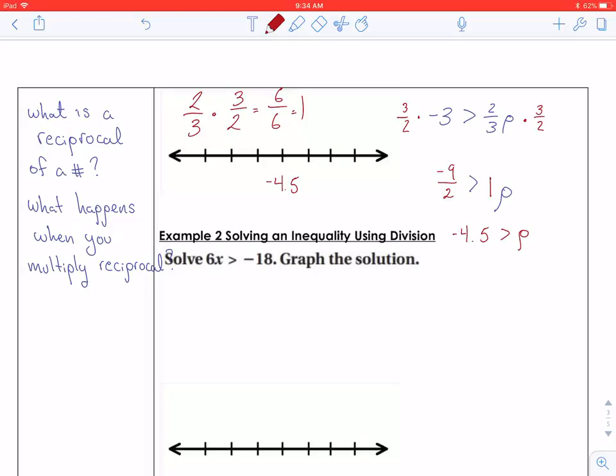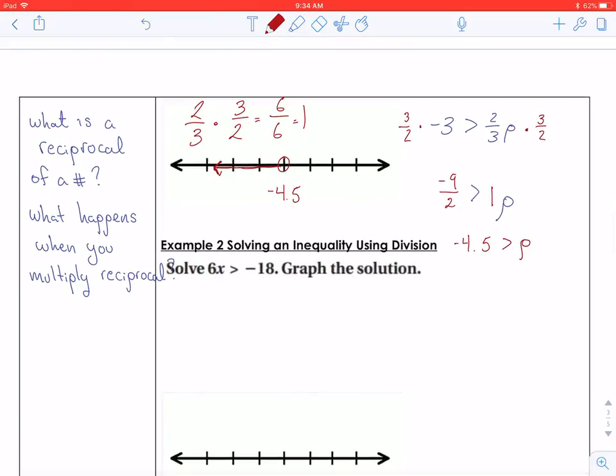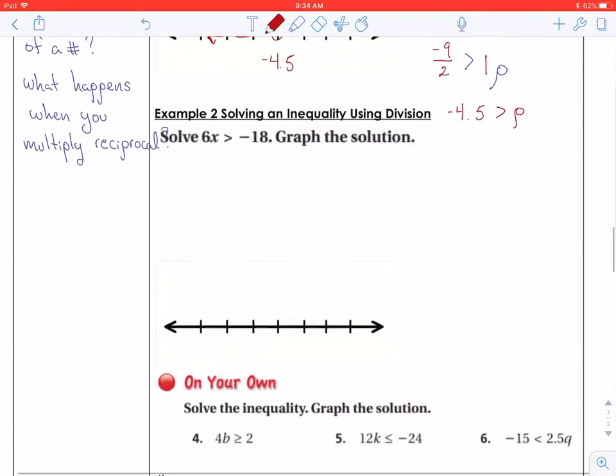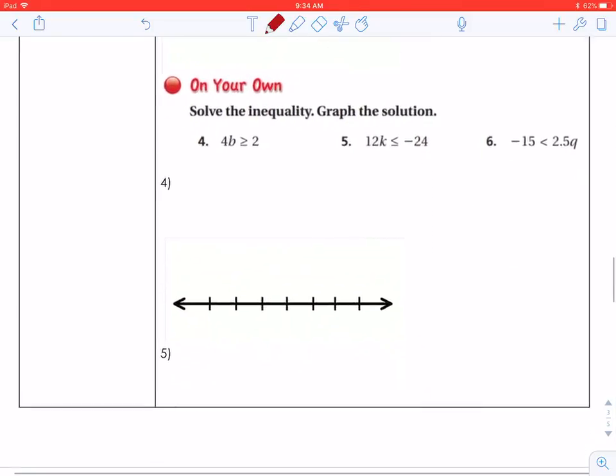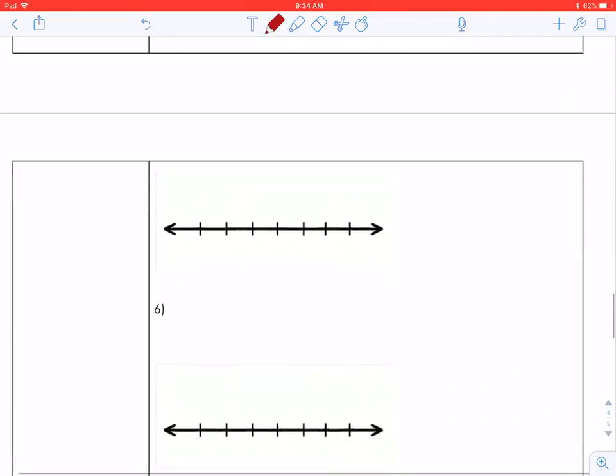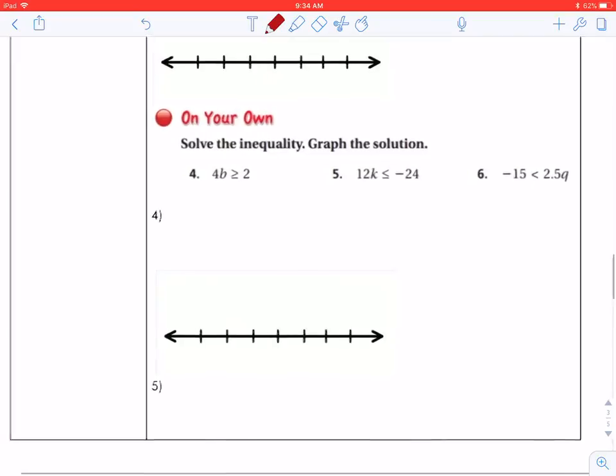And then p is values that are less than -4.5, because you can see that the tail comes first. And so I'm going to use an open circle because it can't equal -4.5. And if it's less than, I'm going to put the arrow to the left. And so that is the solution for the on your own problems. In the next video, we'll go over example 2, and then we'll also go over these on your own problems. We'll do all of them together in our first run.